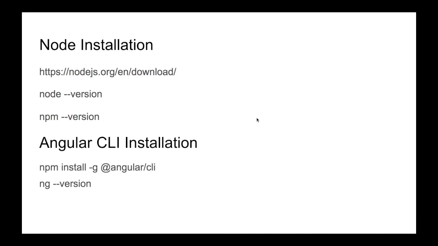For Angular CLI installation, you need to put this command with npm. You need to install Angular CLI, and once this command is run, you can check your Angular version with the command ng --version. It will show you which version of Angular is currently installed on your system. Okay, so going forward, let's see what TypeScript is.